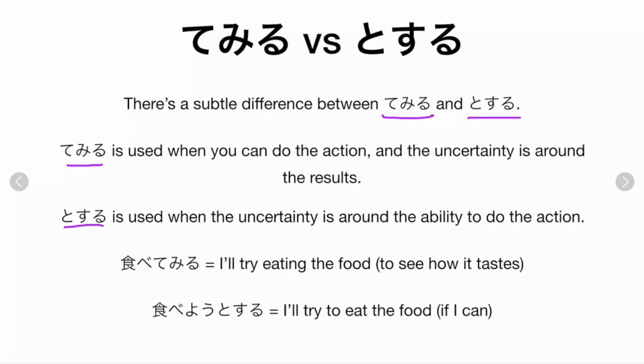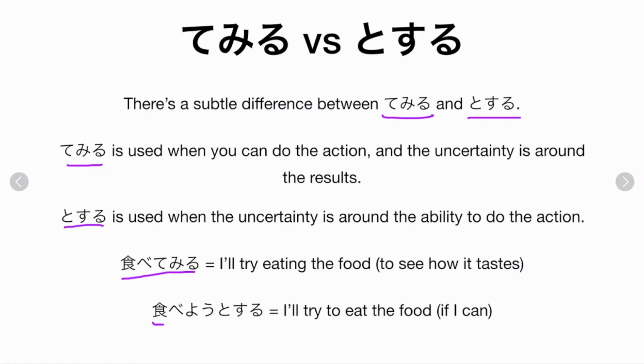If you said "nobotte miru," then that's kind of like saying, I'm going to climb the mountain, right? And you're saying, well, I'm going to try climbing the mountain. But really, you're saying, well, I'm going to succeed. It's just, I'm going to see how it is to do that. Let's use "taberu," which is a verb we know well, to eat, with both forms. If you say "tabete miru," I will try eating the food, implying, because I want to see how it tastes, right? So I'm going to try the food.